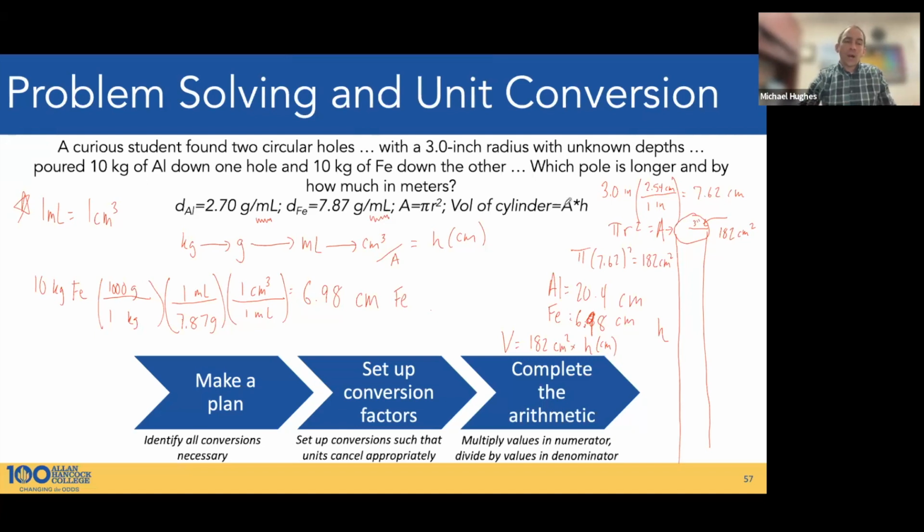So that is how we use cubic and square conversion factors, how we use pass-through conversion factors, and some problem-solving examples of how mixing all these things together can make them even more complicated.